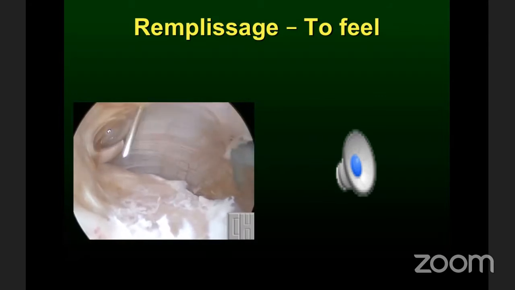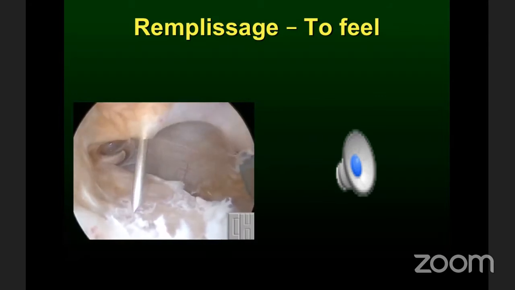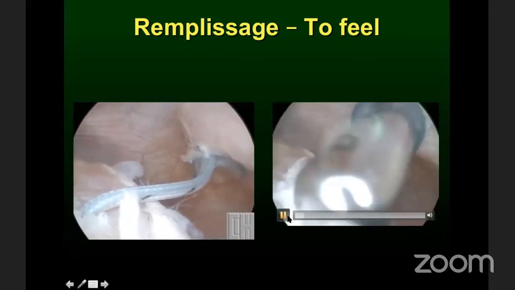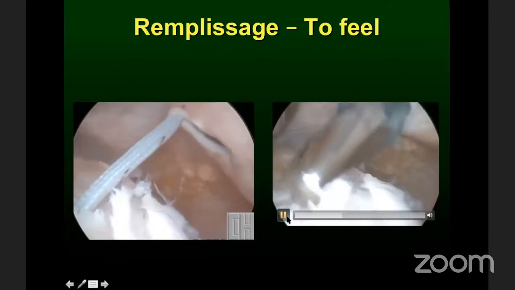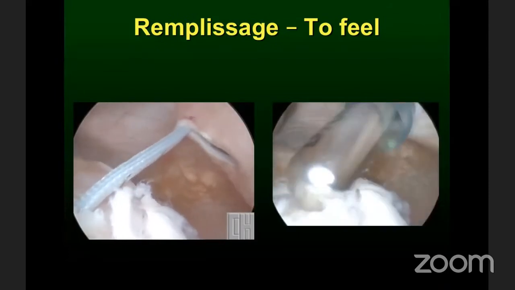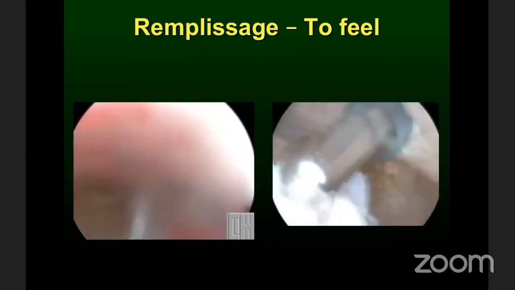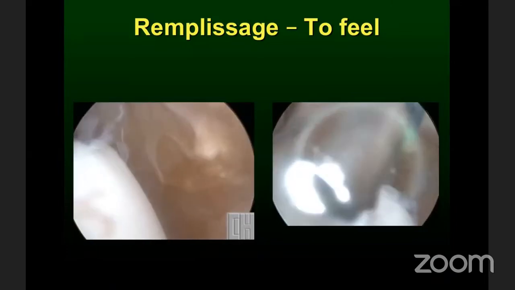You can do an extra portal, take a good amount of infraspinatus muscle or tendon and create a good ramplissage effect. So you have to debride it, create a lesion like what Devashish has shown for the Bankart lesion. You have to create a bone bed, and that bone bed should have good healing.